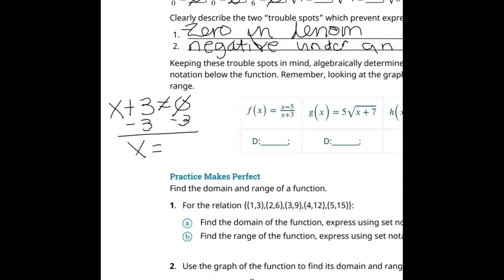x cannot equal negative 3. Negative 3 plus positive 3 gives you a 0. So I really need to go back down in size. It can't be a negative 3, right? We're going to assume it's all real numbers except this negative 3. So we need to put it on a number line, but I don't have enough space.